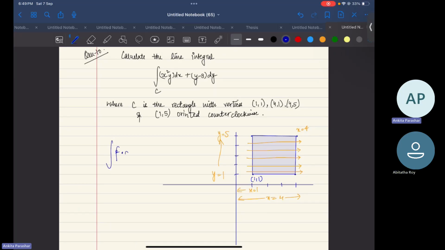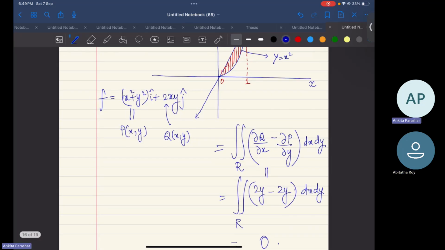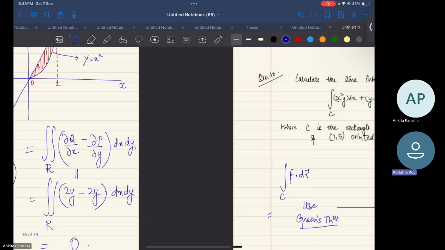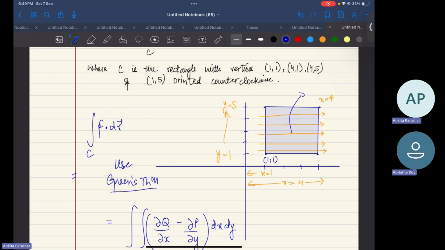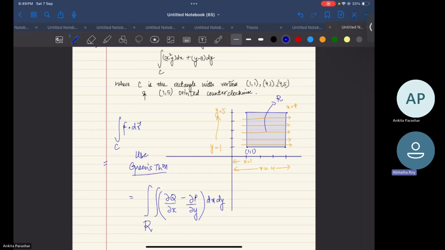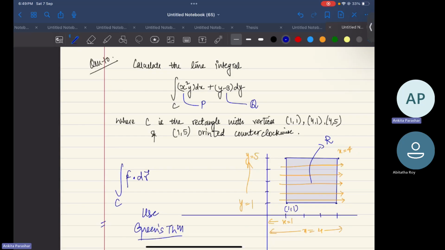So I will again use Green's theorem. I think I did not write it last time. By Green's theorem, what we got is the integral of del Q by del x minus del P by del y, dx dy over the region R. This is my region R. My P is this, my Q is this. Can you quickly compute it?